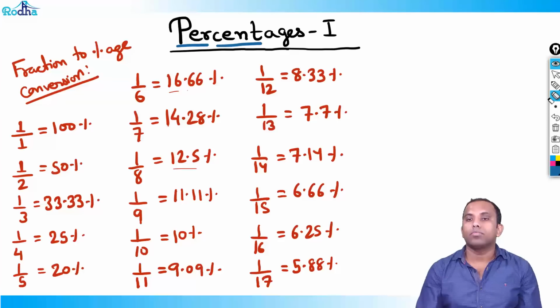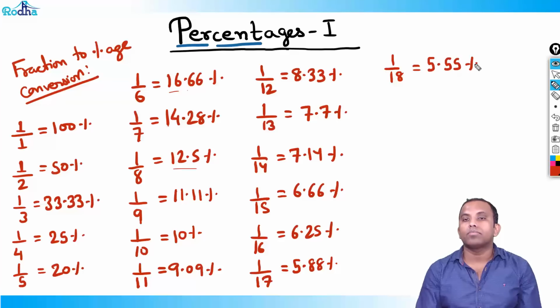Okay. Now 1 by 18. What is 1 by 18? It is half of 1 by 9. What is 1 by 9? 11.11. What is half of 11.11? 11.1 half is what? 5.55.